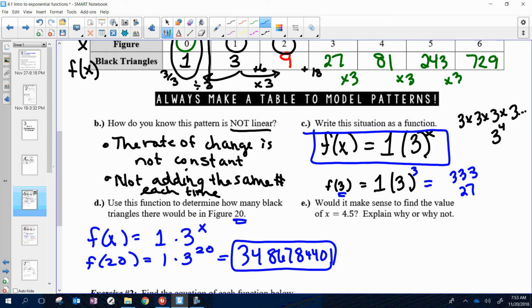Would it make sense to find the value of x equals 4.5? I'm going to say no, because x is a counter, and we don't count in decimals. We count x equals 1, 2, 3, and so on. It's counting the figures.